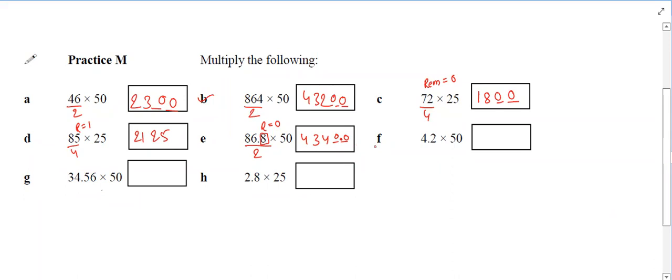Okay, in the same way, Yashwin. Yes, sir. F1. Sir, 42 by 2 is 21, and the remainder is 0. So we need to add 2 zeros. And we need to keep the decimal point before one digit. So the answer is 210. Correct. Then Sharanya, G.